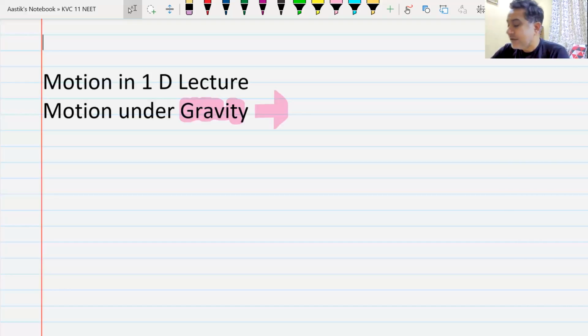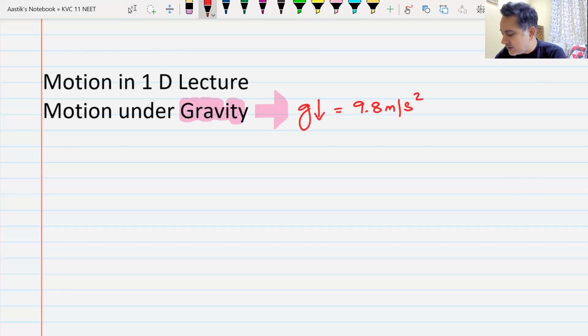Okay, you don't know? It is known as acceleration due to gravity. It is written by small g. It is always taken as downwards, and the value is 9.8 meter per second square. Or you can also take it as 10 meter per second square.